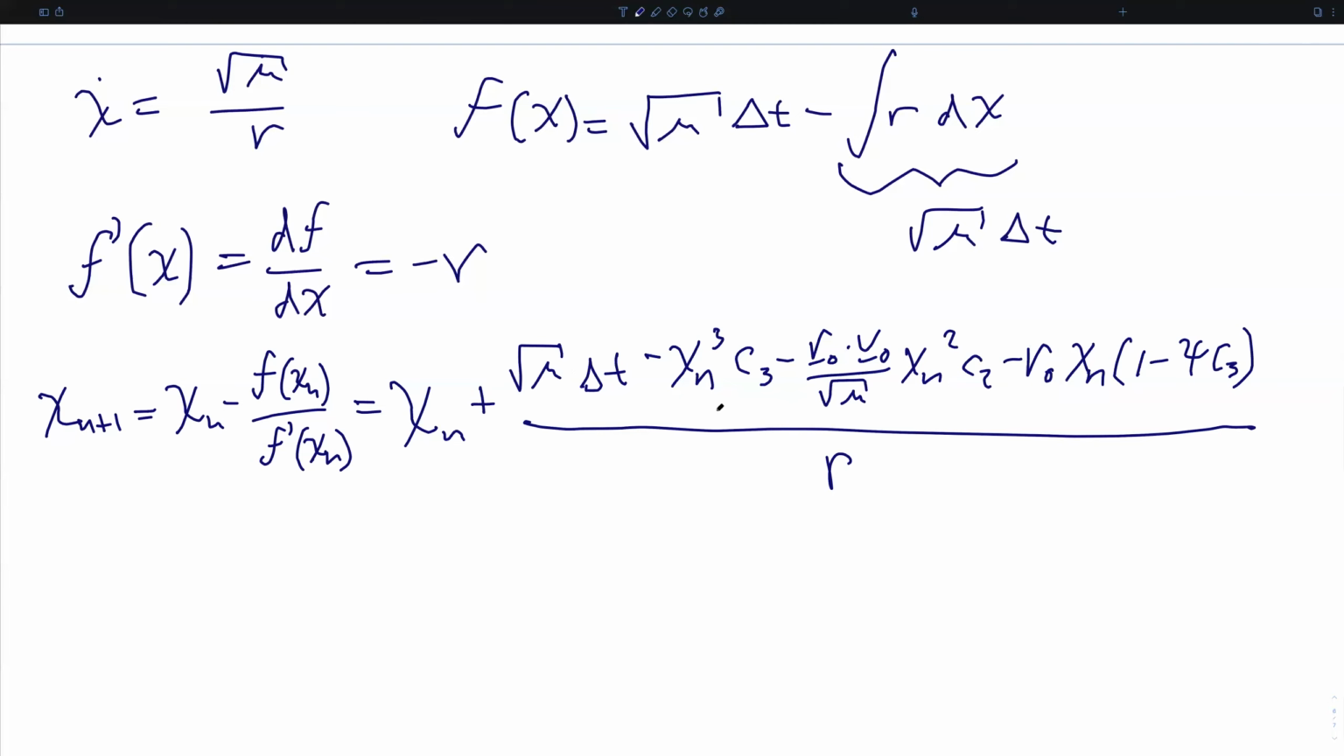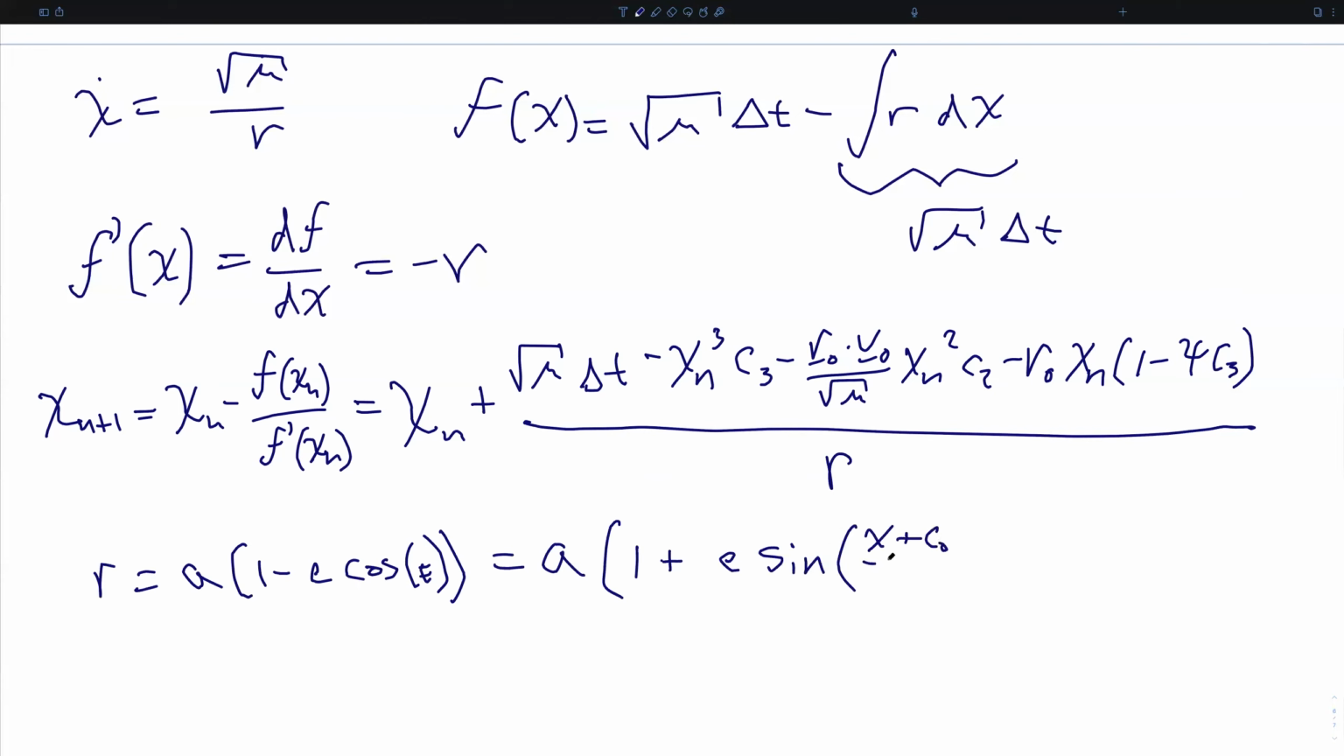Okay, so we can do this iteration, but we need an initial value. How do we get the initial value of chi? Well, let's go all the way back to our r expressions, and let's start with the radius for an elliptical orbit. The orbital radius for an ellipse is equal to the semi-major axis times 1 minus the eccentricity times the cosine of the eccentric anomaly, which in our previous derivation, we know we can write as the semi-major axis times 1 plus the eccentricity times sine of chi plus that constant of integration c naught over root a.